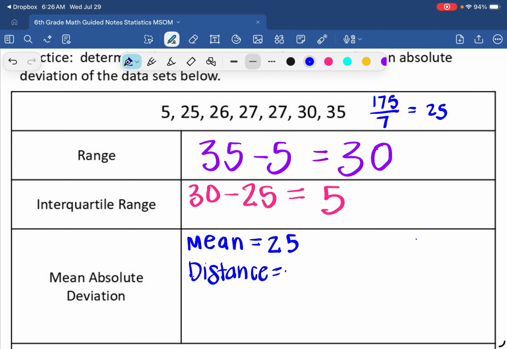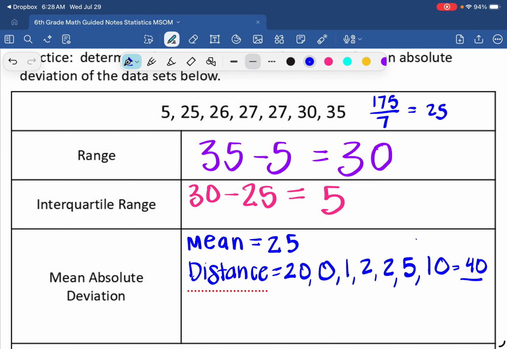5 and 25 has a distance of 20. 25 and 25 is a distance of 0. 25 and 26 is a distance of 1. 27 and 27, both of those have a distance of 2. 30 has a distance of 5, and 35 has a distance of 10. Now I need to find the mean of this data. So if I sum all that data up and divide by 7, I get 40 divided by 7, which means the mean absolute deviation, often abbreviated MAD, is going to be about 5.7.